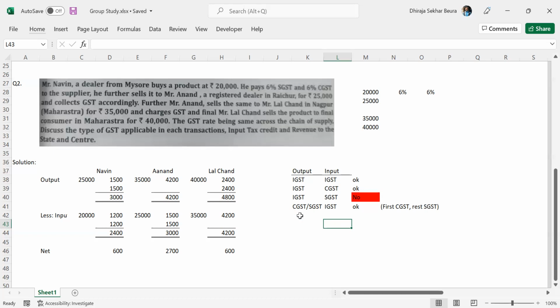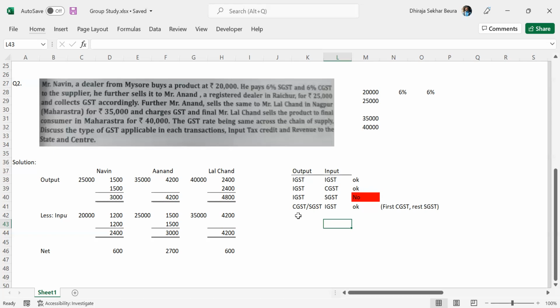Correct me if I'm wrong. Is my understanding correct? If there is any balance in this IGST, you can still pay SGST also. It will carry forward, right? No, not carry forward. If you have IGST input, first you pay CGST. If you have balance IGST, you can pay SGST also. Okay.